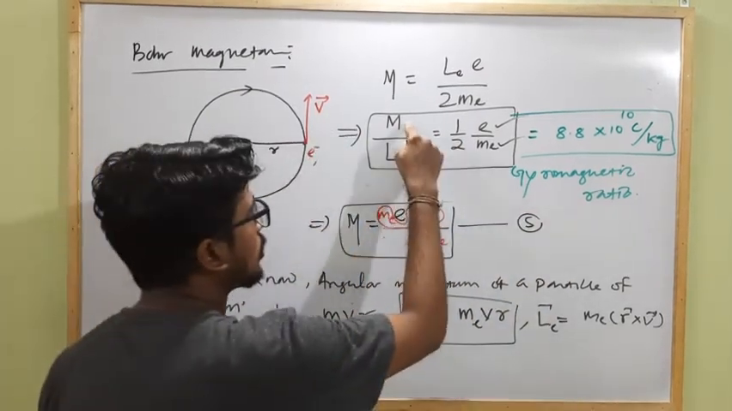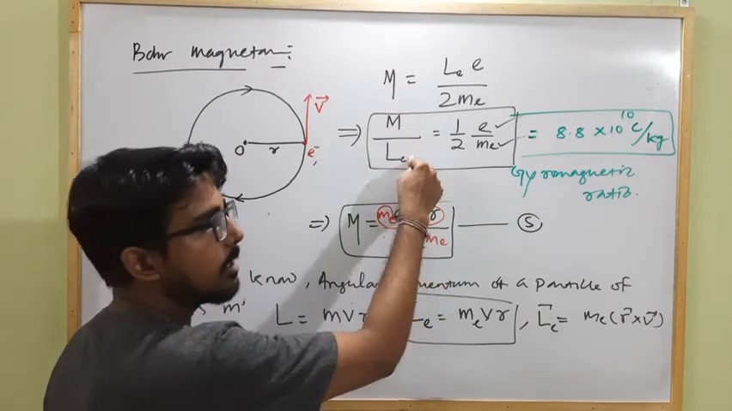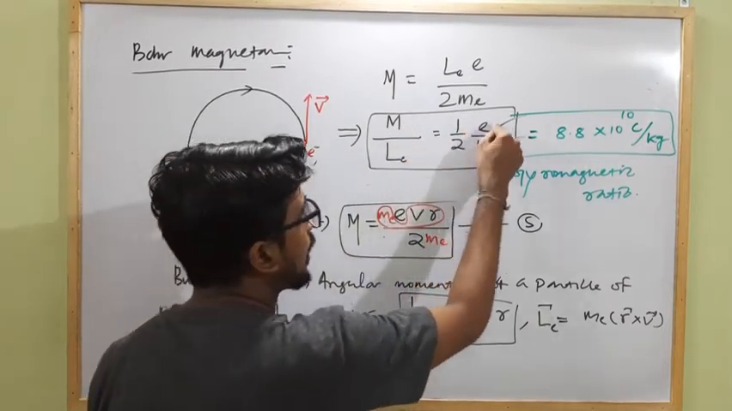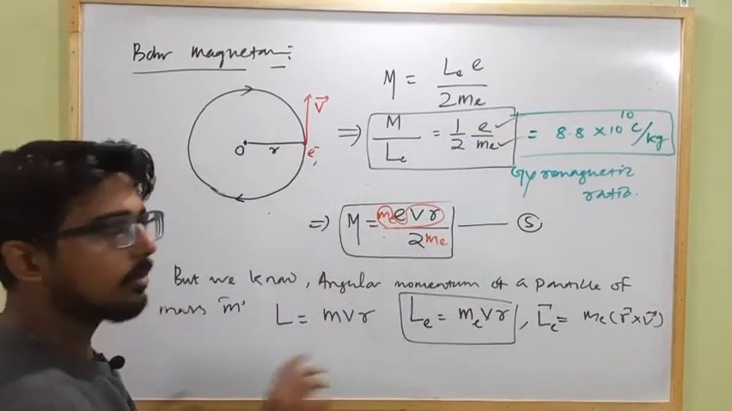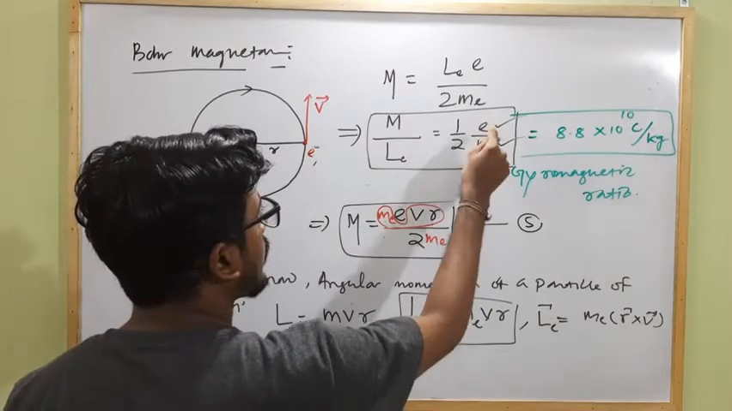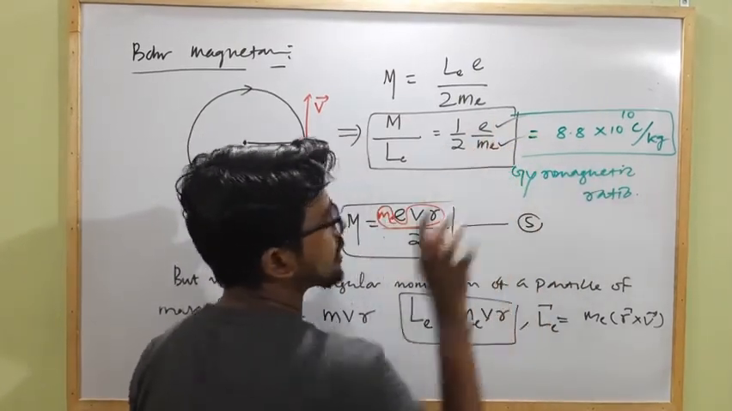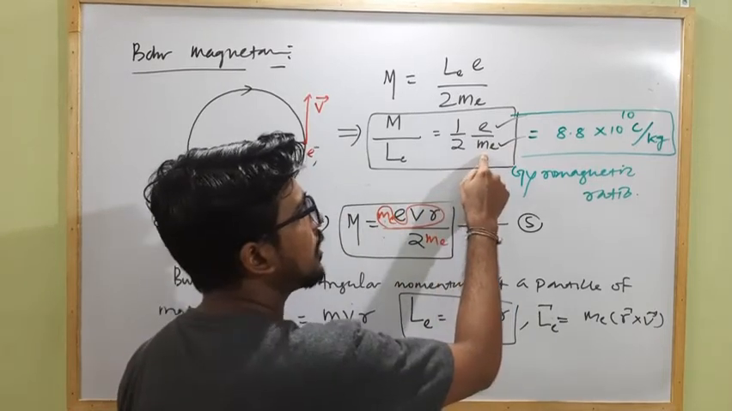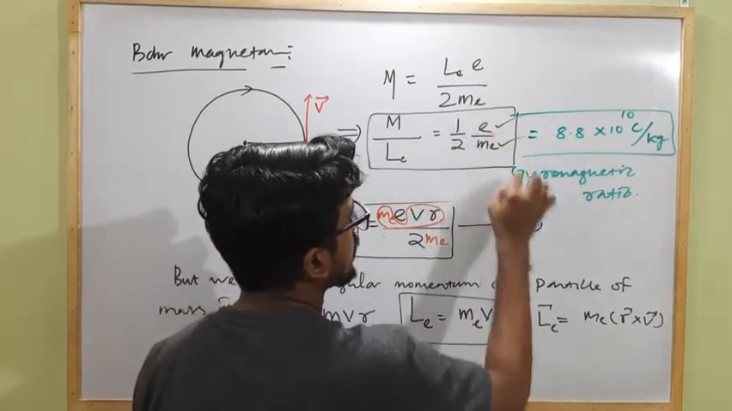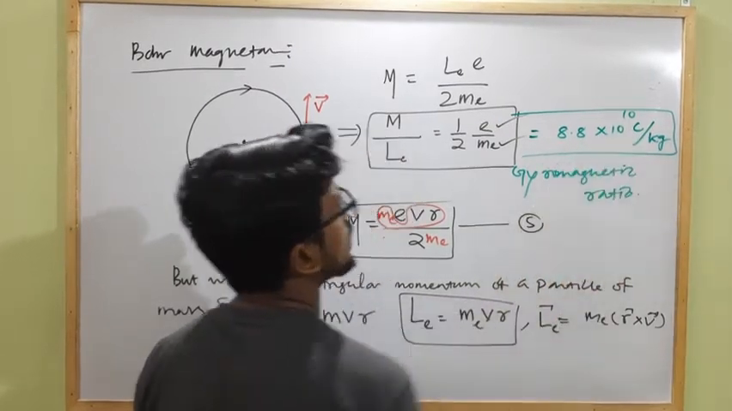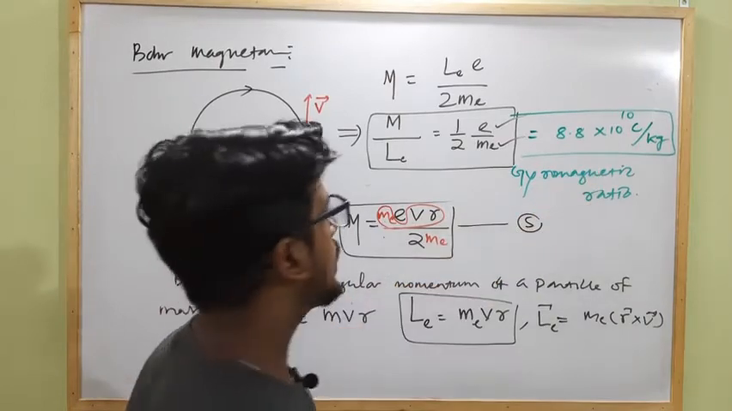But the relation, the ratio of magnetic dipole moment with respect to angular momentum, is equal to half into charge by mass of any particle. It's the same. In general, this is a particular case for a free electron whose value is this much, because the specific charge is constant for an electron. Mass of electron and charge of electron are fixed. So this particular ratio is known as gyromagnetic ratio, whose value is 8.8 into 10 to the 10 coulomb per kg.